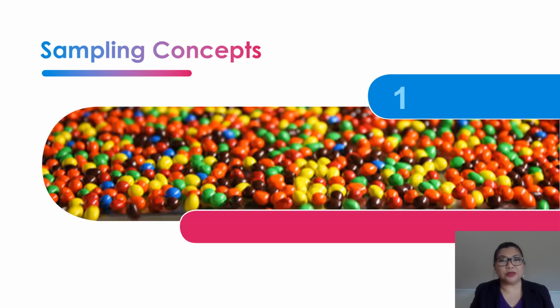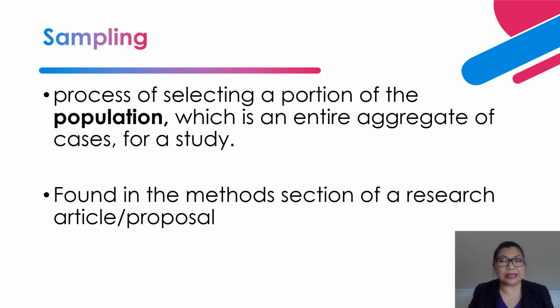So let's get into some of the concepts that are very important to understand sampling. So first, let's define what sampling is. It is the process of selecting a portion of the population, which is an entire aggregate, entire collection of cases, for a research study that you are making. If you look at a certain research article, you can find it in the methods or methodology section. And if you're doing a research proposal, it will have to be in chapter 3, which is usually the methodology portion of your research proposal.